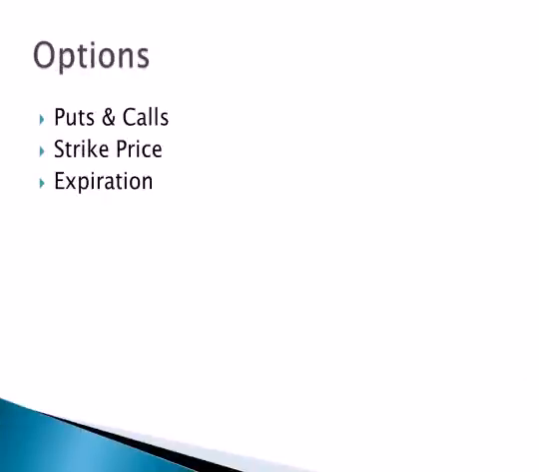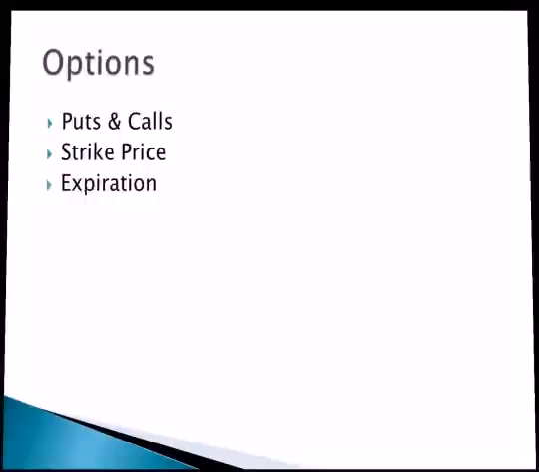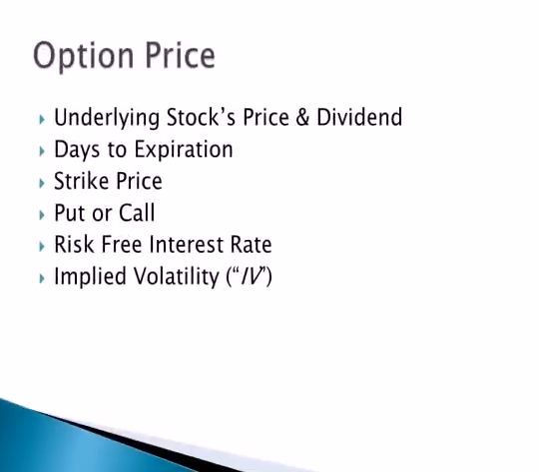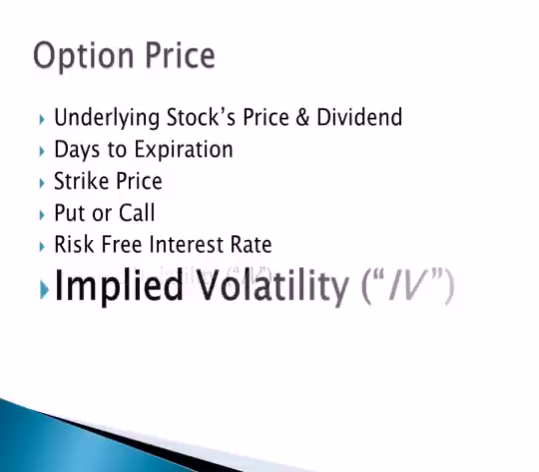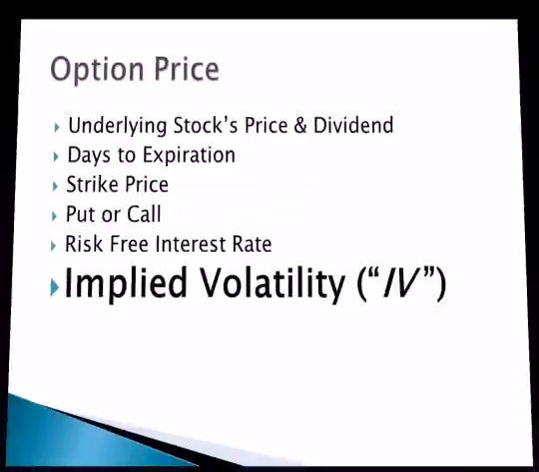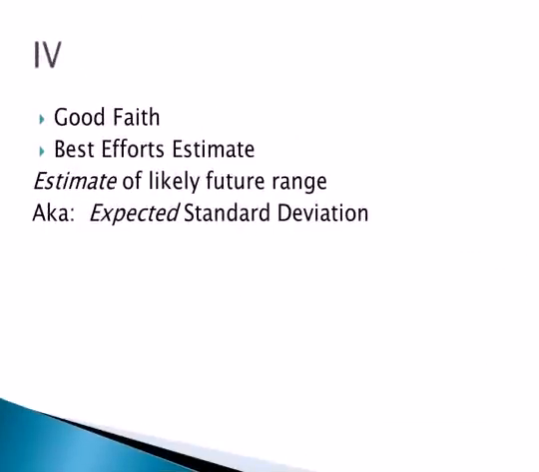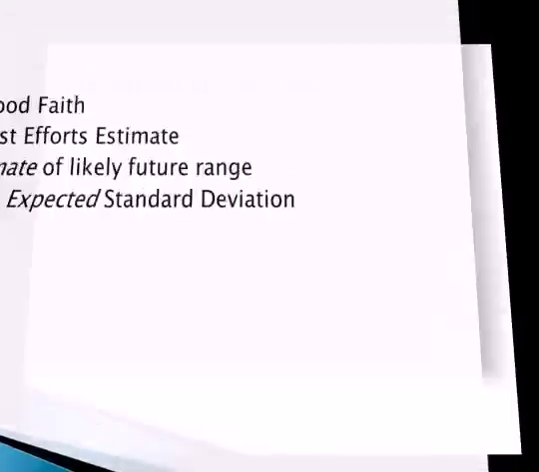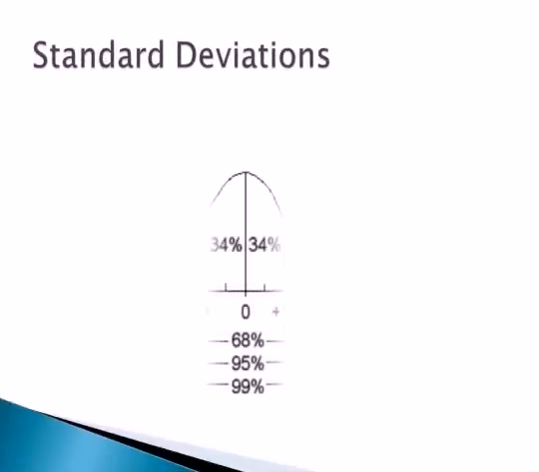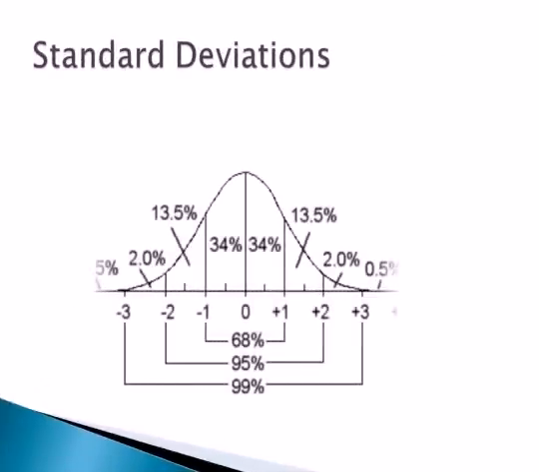I'm going to assume that everyone knows what an option contract is and is familiar with the vernacular like puts and calls, strike price, and expiration date. I'm also assuming that you know that option prices are based on 6 variables, 5 being known facts and 1 being unknown, and that's implied volatility. Because implied volatility is unknown, it's a good faith best efforts estimate of the likely price range through expiration, and in fact is the stock price's expected standard deviation through expiration.